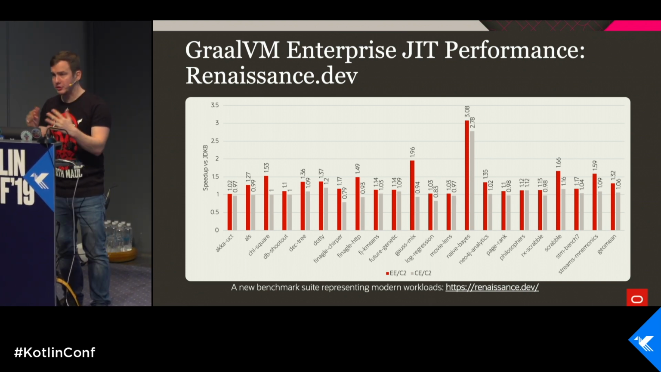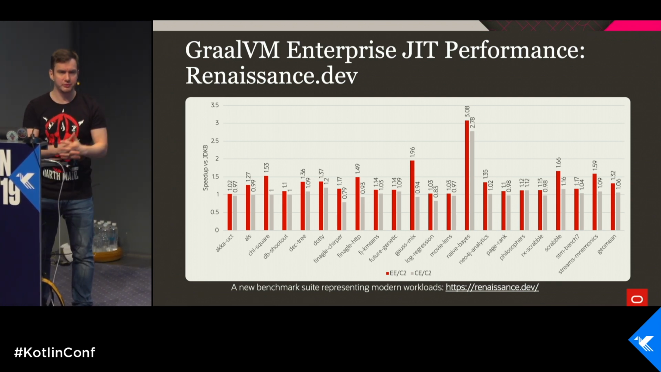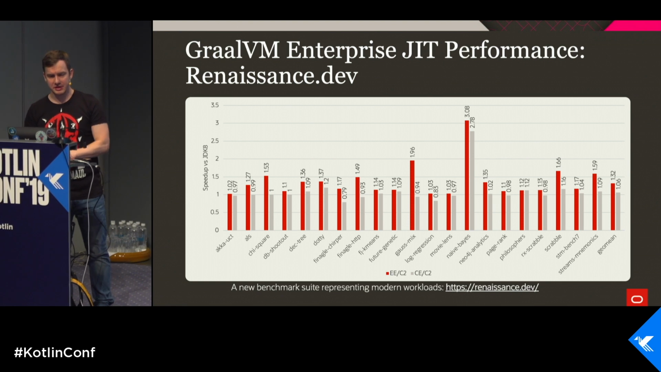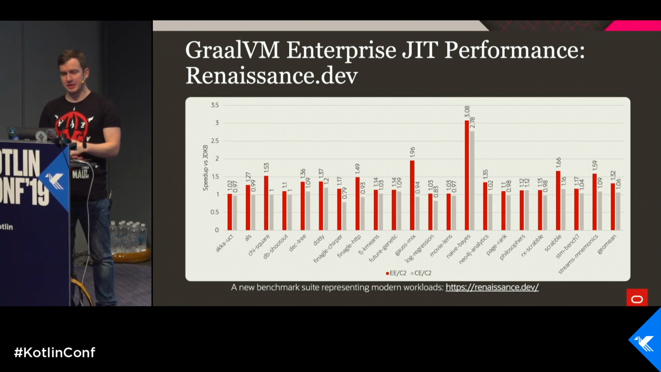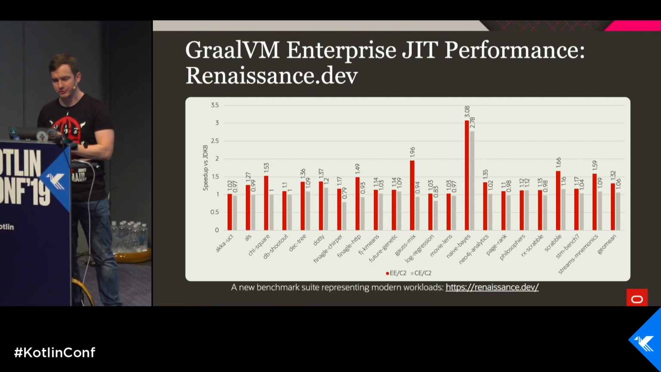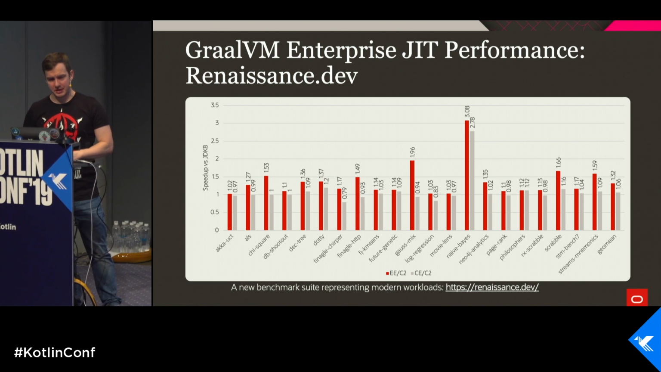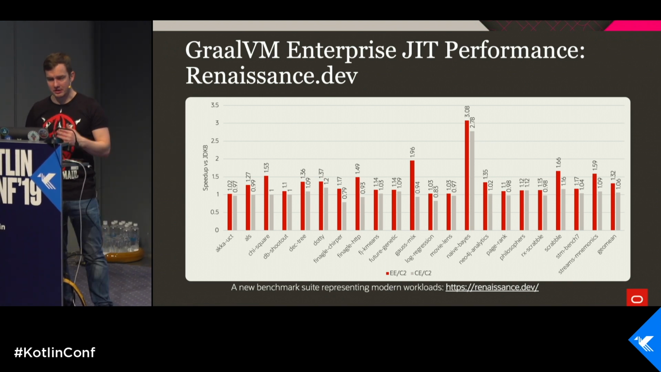GraalVM comes in two versions. There is an open source project, which is fully open source. You can try it, build it, run it, and it shows good results. And then there's GraalVM Enterprise, which is a product by Oracle, which shows even better performance because it comes with additional optimizations and enhancements in the compiler. But obviously, you can try both.